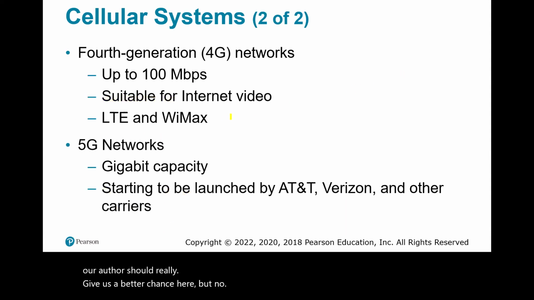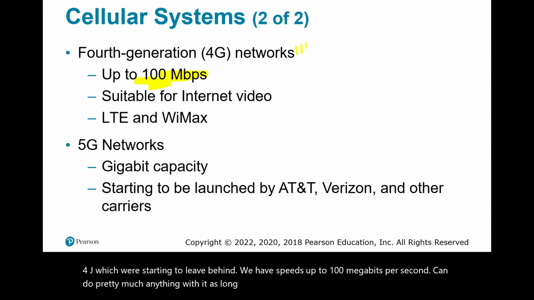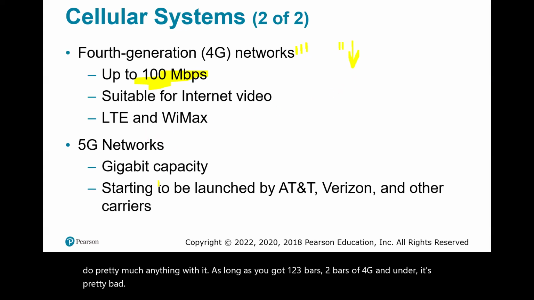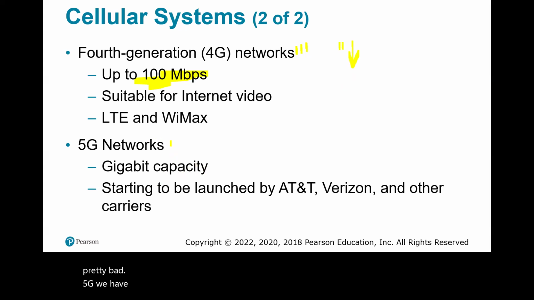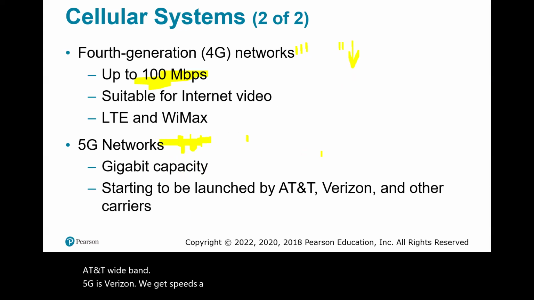4G, which we're starting to leave behind, has speeds up to 100 megabits per second. You can do pretty much anything with it as long as you've got a few bars. Two bars of 4G and under is pretty bad. 5G has gigabit capacity. We now see things like 5G plus or wideband 5G. 5G plus is AT&T. Wideband 5G is Verizon. We get speeds of a gigabit or more.